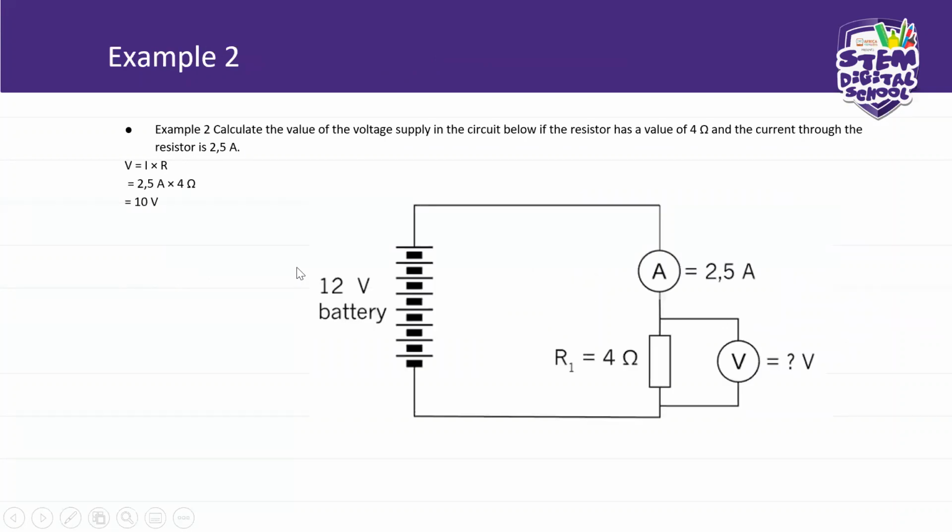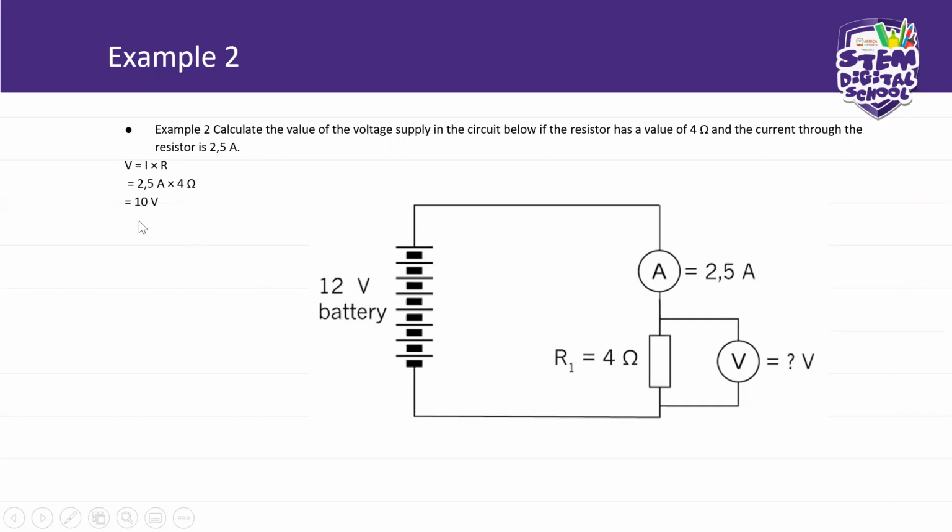There's another calculation, an example. We are using the formula now. Example 2: Calculate the value of voltage supply in the circuit below if the resistor has a value of 4 ohms. And the current through the resistor is 2.5 amps. There's our ammeter. So we want to find the voltage here.